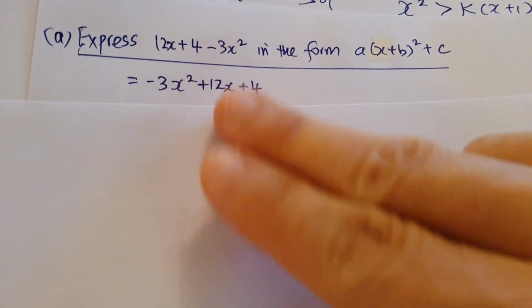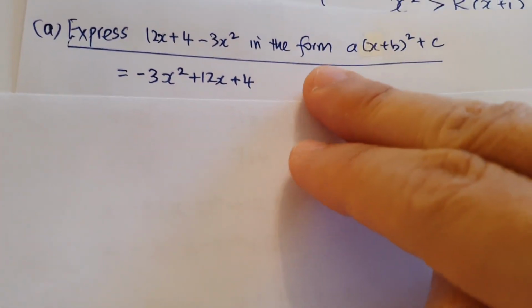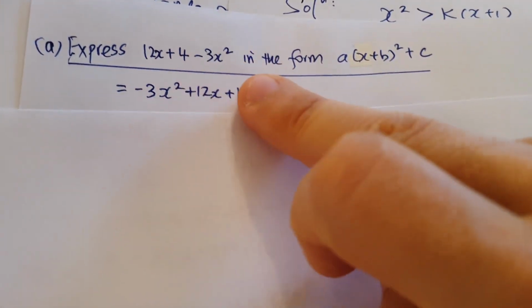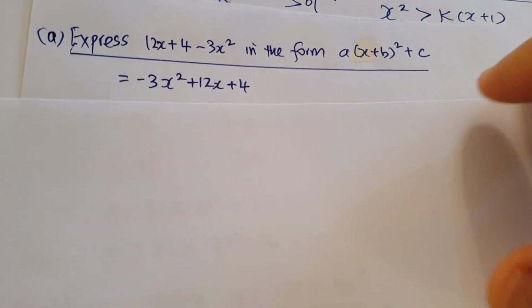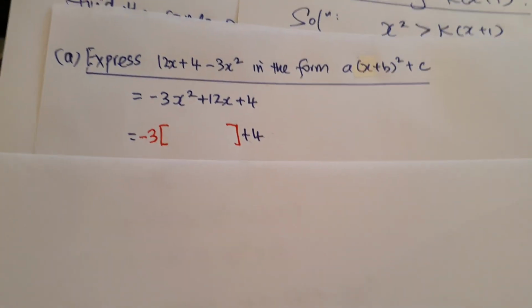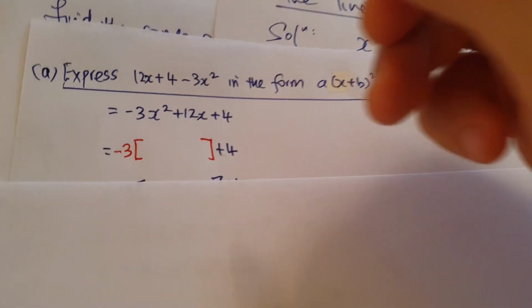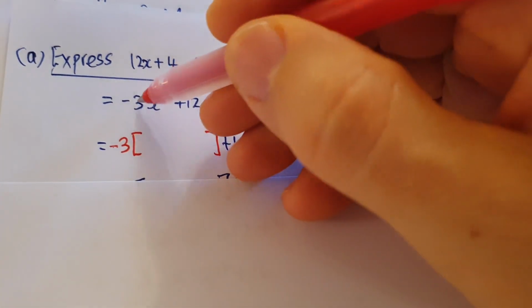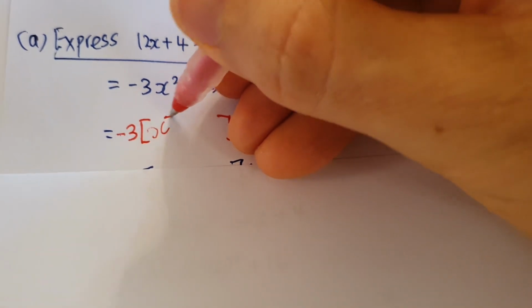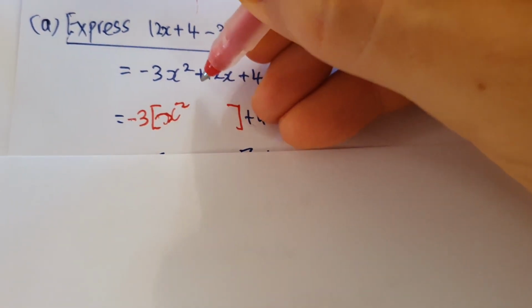But of course, for this case, there's no equals to 0 on the right hand side, because this is just an expression, it's not an equation. So you just rewrite in the form ax squared plus bx plus c, then you can complete the square. So remember, take out the minus 3 and you will get this. Please try on your own and see whether you can get the same answer as me. You can pause the video.